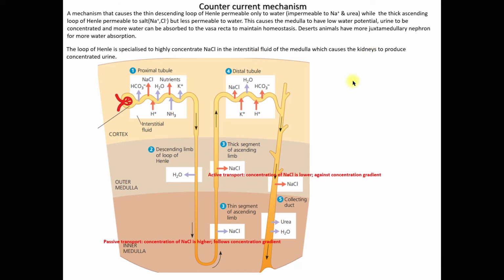So desert animals have more juxtamedullary nephrons for more water absorption. If you recall, juxtamedullary nephrons have a longer loop of Henle. When you have a longer loop of Henle, recall I mentioned that the thin descending arm of the loop of Henle is very permeable to water. So more water will be reabsorbed back by the body. The loop of Henle is specialized to highly concentrate sodium chloride in the interstitial fluids of the medulla, which causes the kidney to produce concentrated urine.